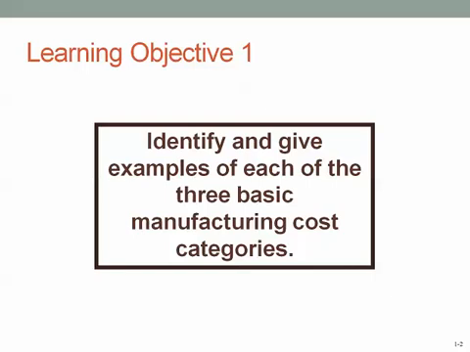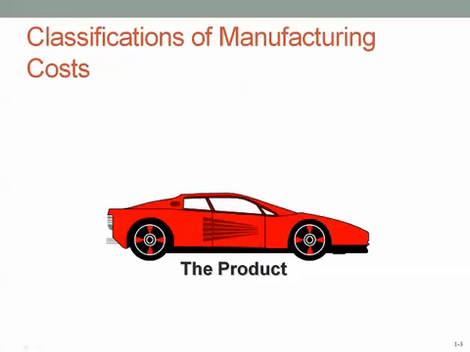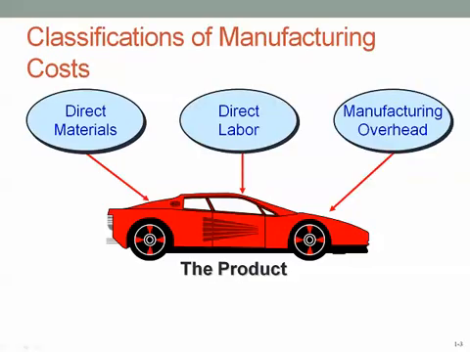Learning Objective 1 is to identify and give examples of each of the three basic manufacturing cost categories. Manufacturing costs are usually grouped into three main categories: direct materials, direct labor, and manufacturing overhead. These costs are incurred to manufacture or make a product. They're also often referred to as our product costs.